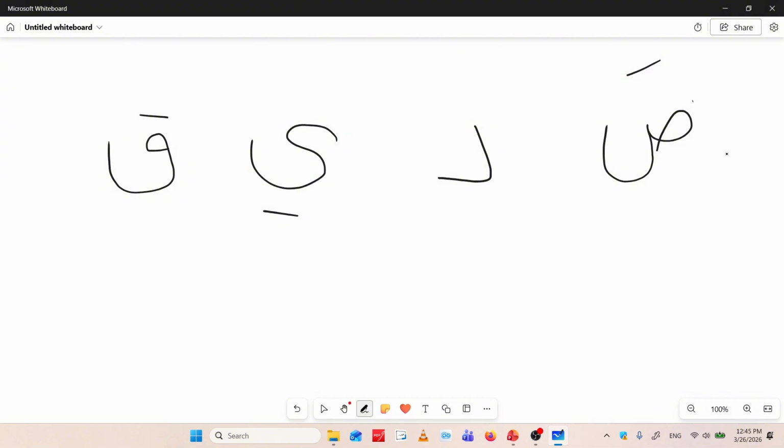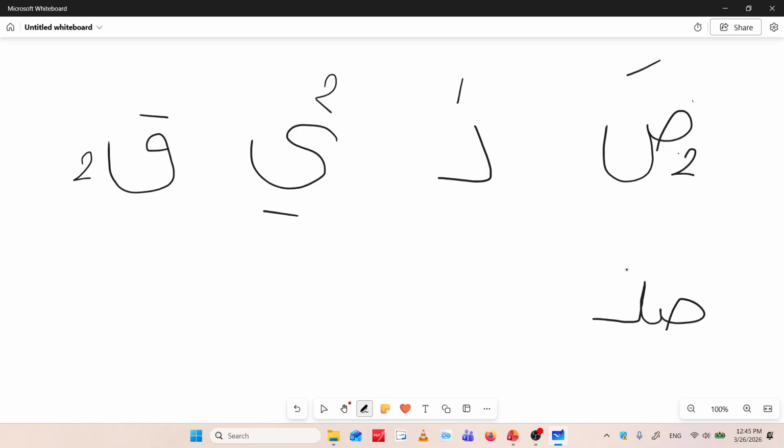All right. So the صاد is a two-way connector. The dal is a one-way connector. The ya is a two-way connector. And then we have the qaf, another two-way connector. Let's see how we're gonna write it. So we will bring the صاد. This is the initial صاد.